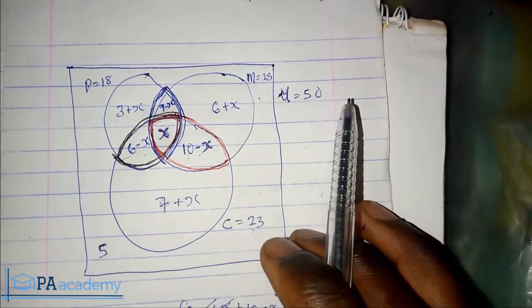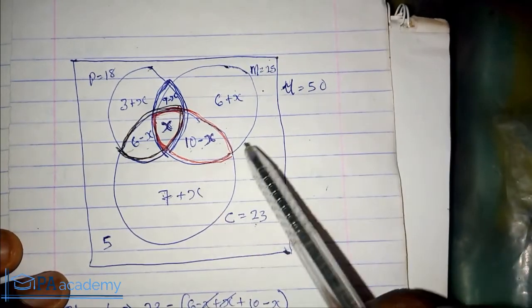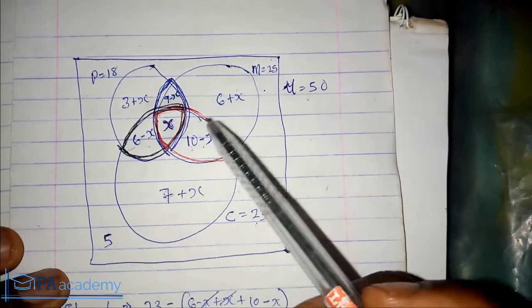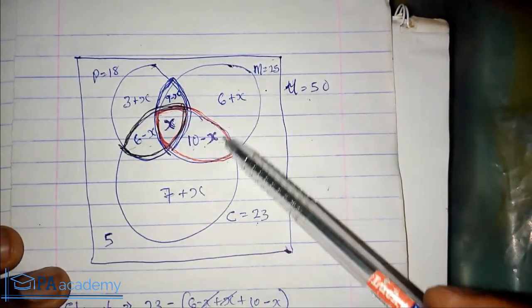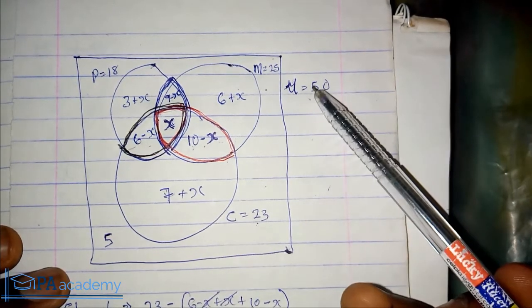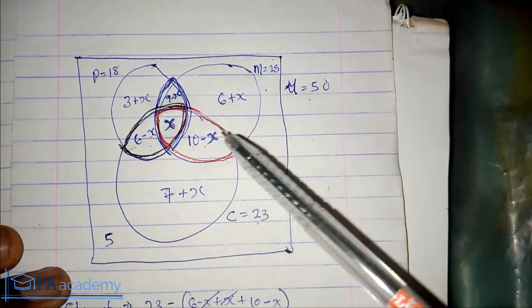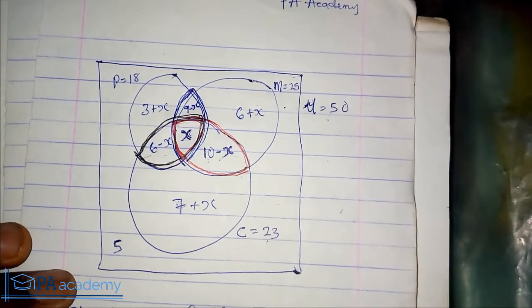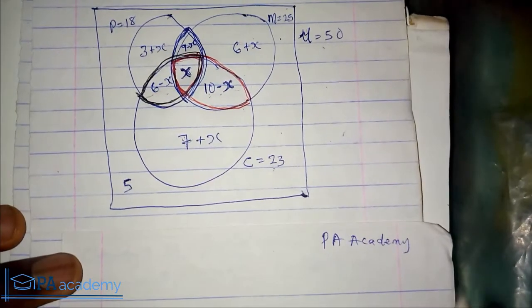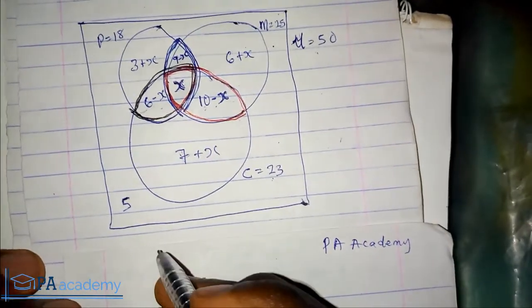Now the next thing we are going to do is add each of these values together and equate it to 50, which is the universal set. Because by the time we add all these values together, including this 5 that did not read any of the subjects, it must give us 50. So in doing that, we'll be able to get the value of x. So let's start with this.